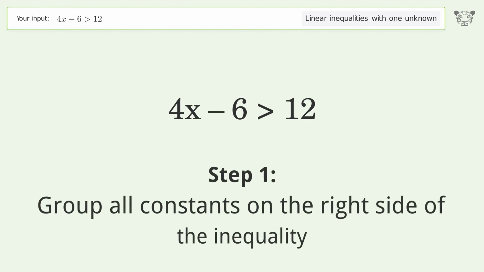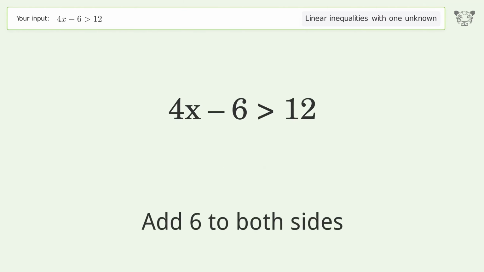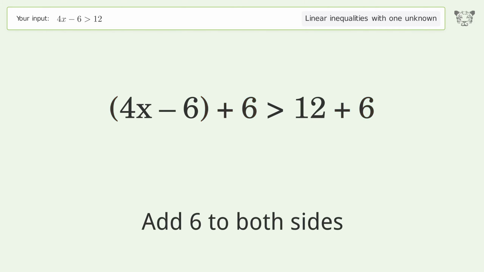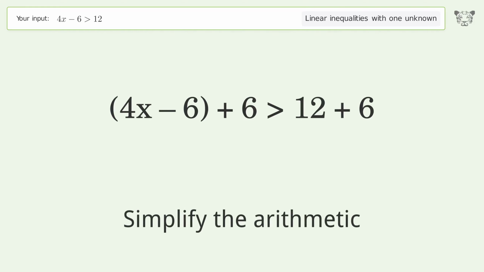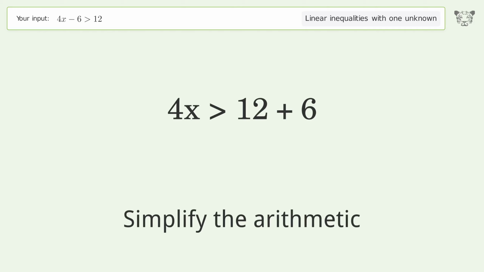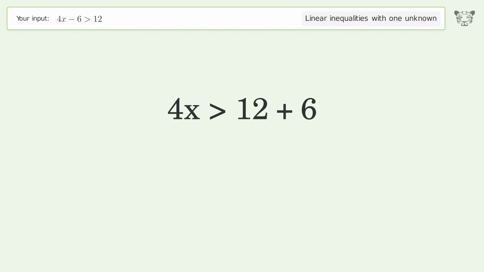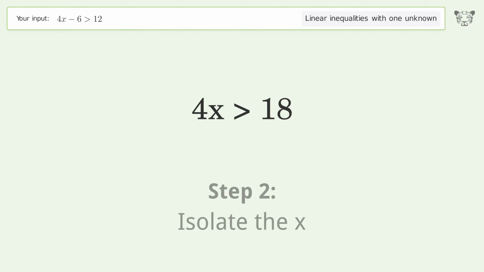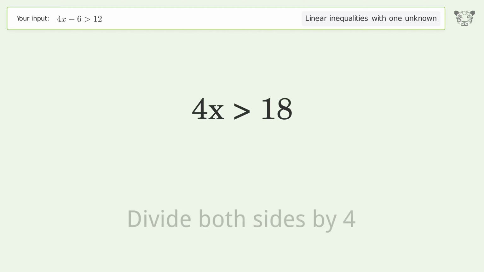Group all constants on the right side of the inequality. Add 6 to both sides. Simplify the arithmetic. Isolate the x. Divide both sides by 4.